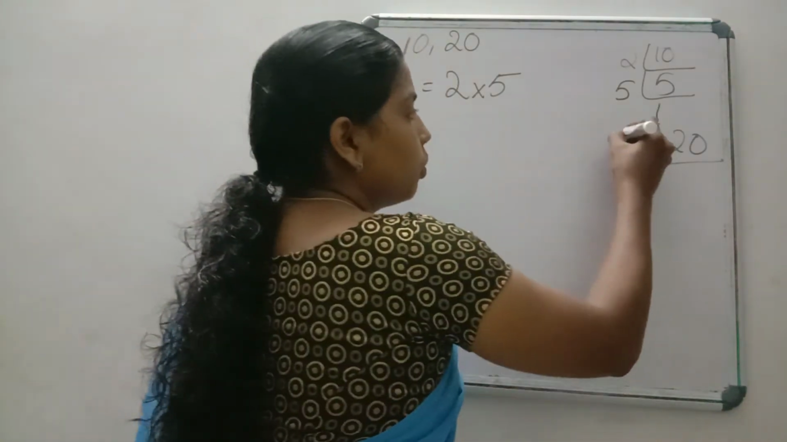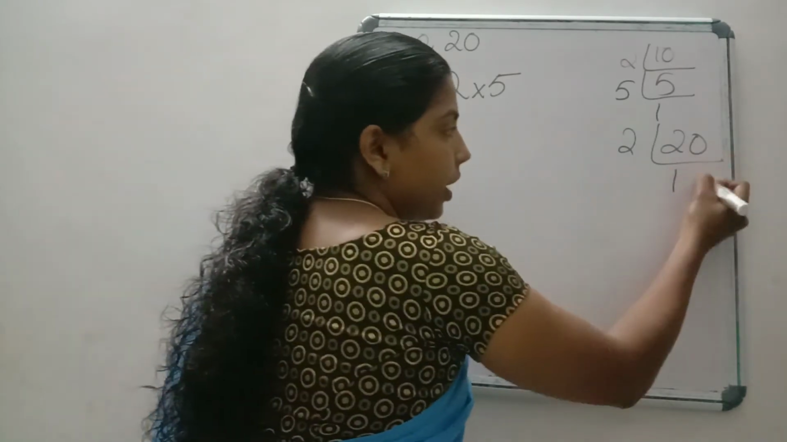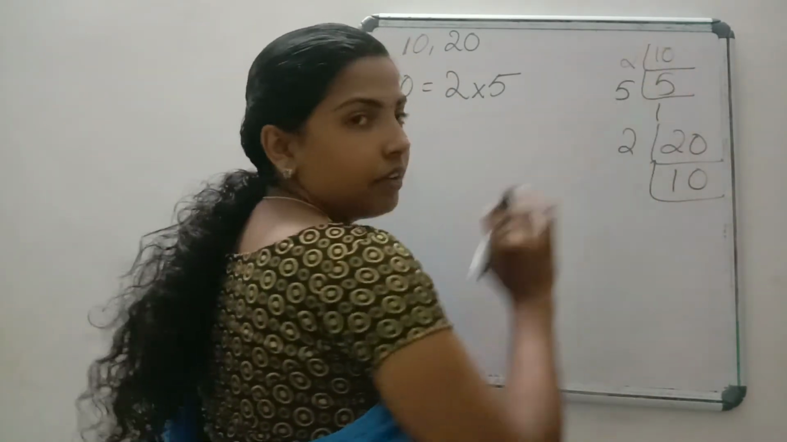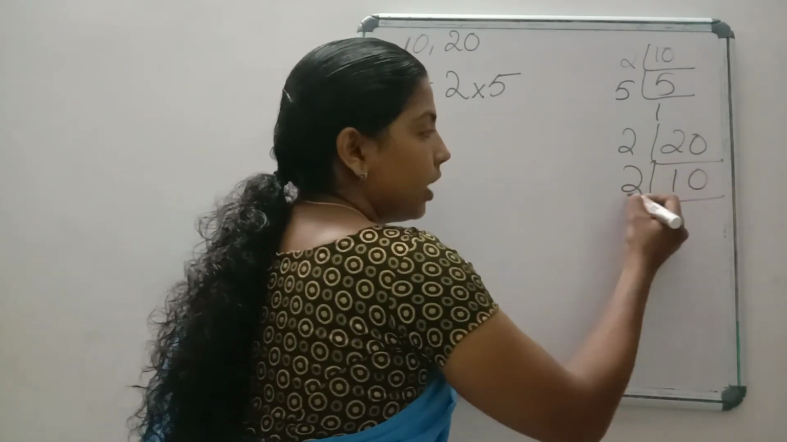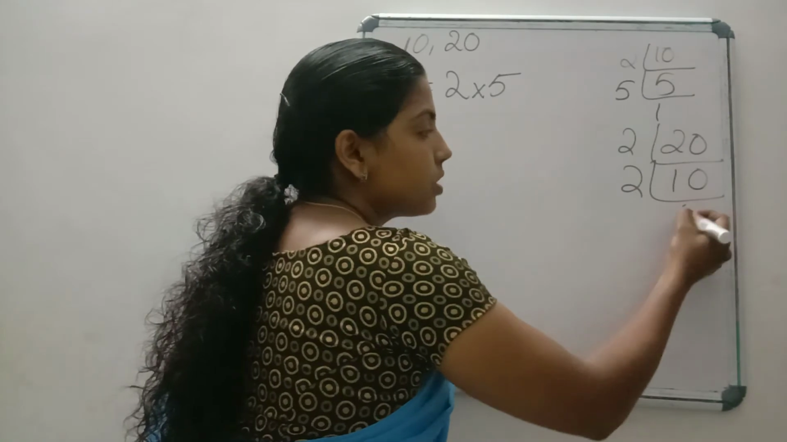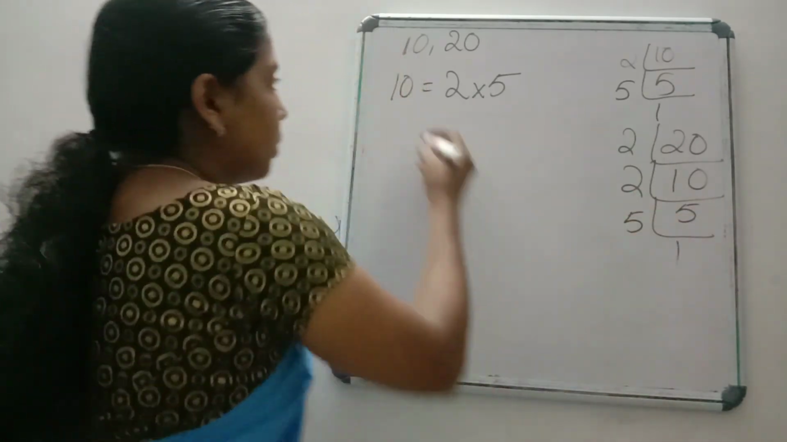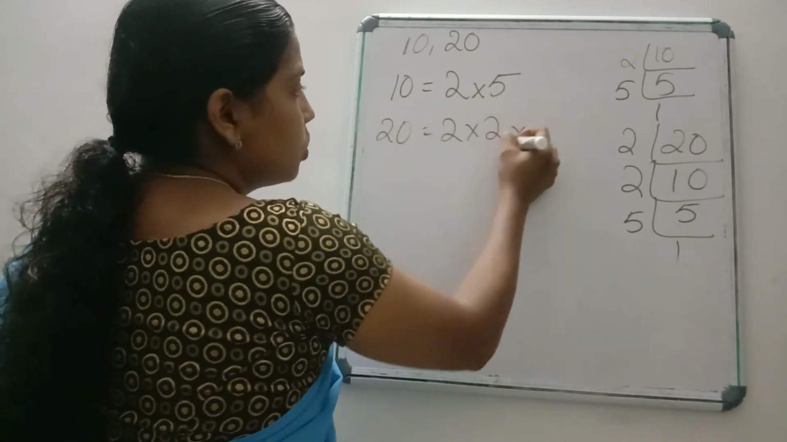I am going to do with 2. 2 into how many times? 1 time, and write the remaining 0 as it is. Again, now 10 we have already done. So 10 can be done with 2 or 5. When I am doing with 2, in 10 how many times? 5. Again with 5 how many times? 1. So the prime factors of 20 are 2 into 2 into 5.